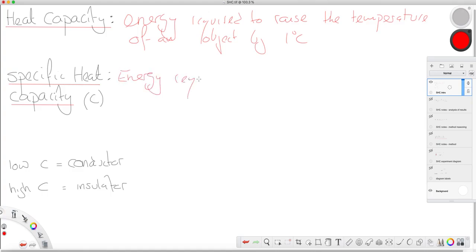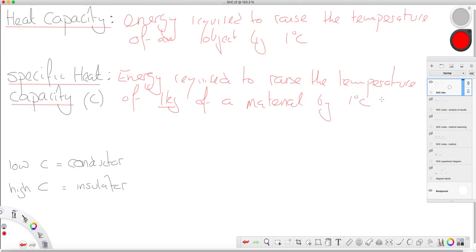The energy required to raise the temperature of 1 kilogram, that's the bit that makes it specific, of a material by 1 degree C. And just to be really tight on this, that has to happen without change of state.